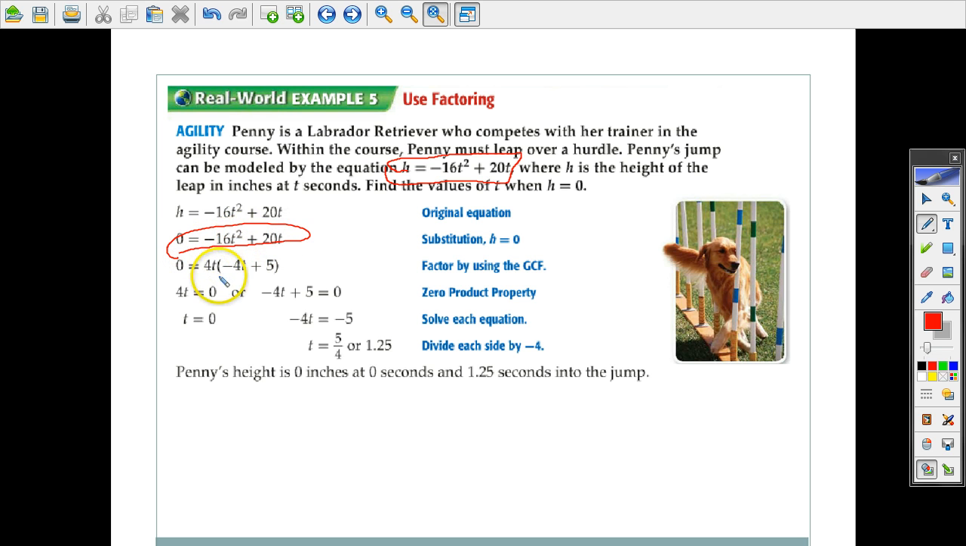You're going to factor 4t. Now you have two products. So you have 4t times this will equal 0. It can be 4t is 0, or negative 4t plus 5 is 0. Okay, so you have your two answers there. So height is 0 inches at 0 seconds and 1.25 seconds into the jump.